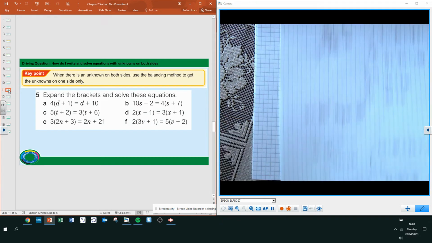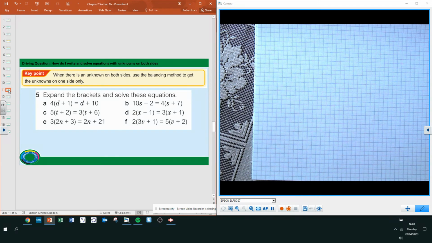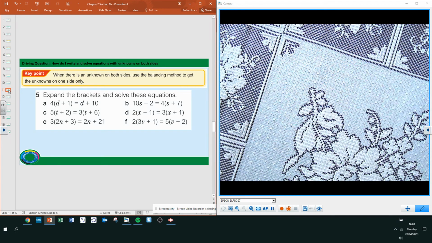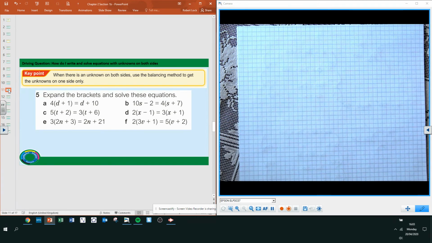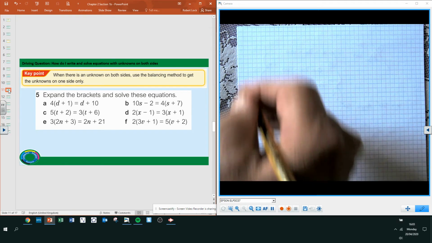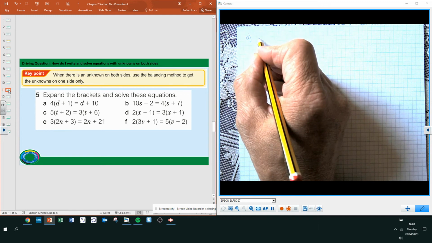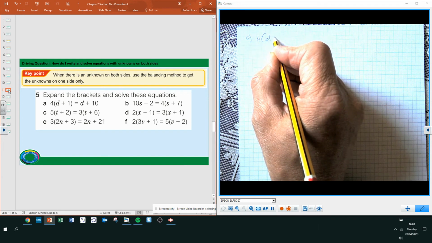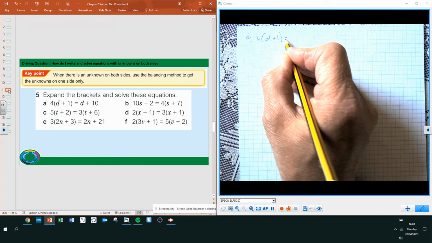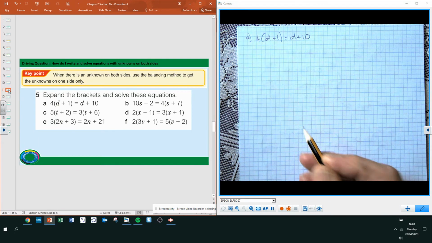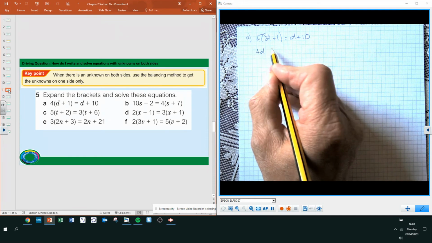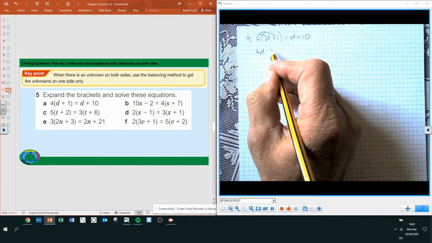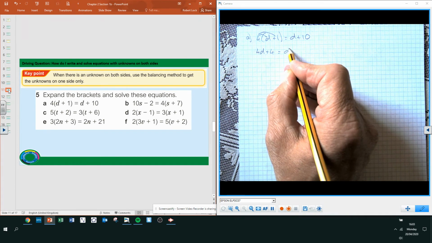Expand and solve these equations. So I'd like you to pause the video, answer the questions, and then go through the answers. Welcome back. So question A. 4 bracket d plus 1 close bracket equals d plus 10. So multiply the bracket. So 4 times d is 4d. Next one, 4 times plus 1 is plus 4 equals d plus 10.